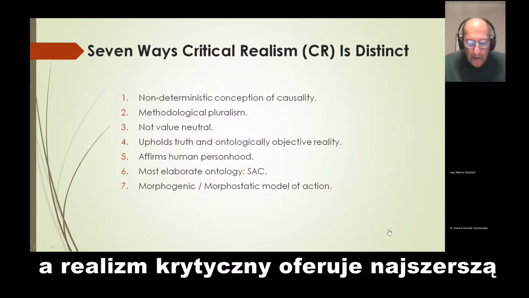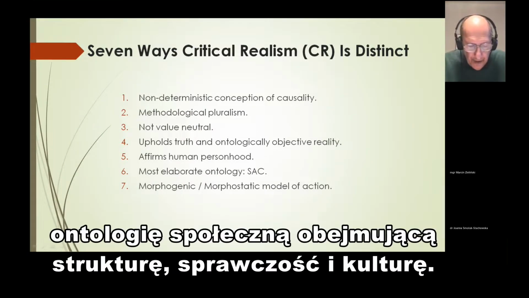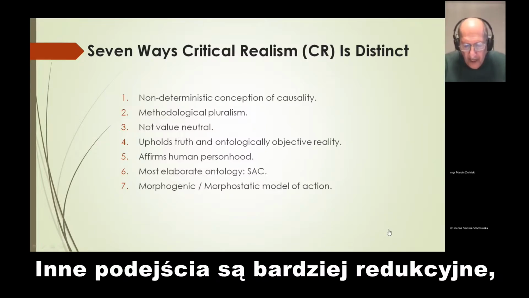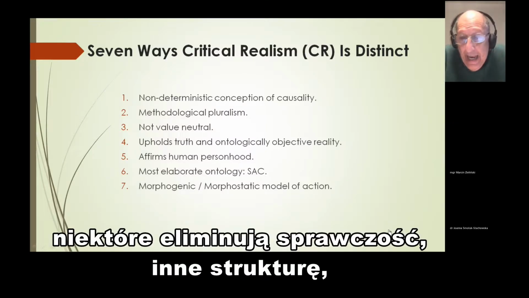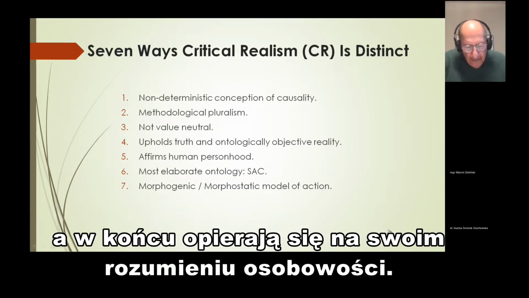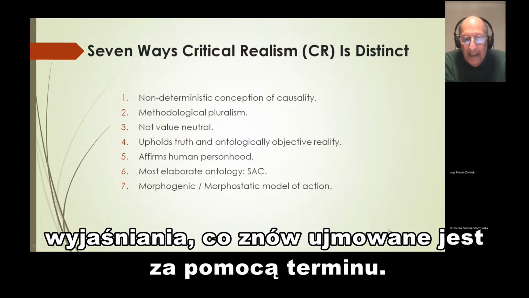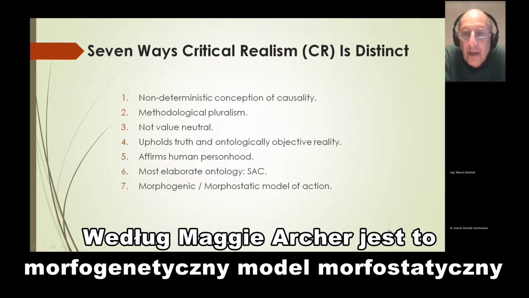And critical realism offers the broadest social ontology, encompassing structure, agency, and culture, what Maggie Archer has termed SAC. Other approaches are more reductive, some eliminating agency, some eliminating structure. And finally, building on its understanding of personhood, critical realism takes historical narrative as the model of human explanation, which is again captured by a term coined by Maggie Archer, the morphogenetic, morphostatic model.